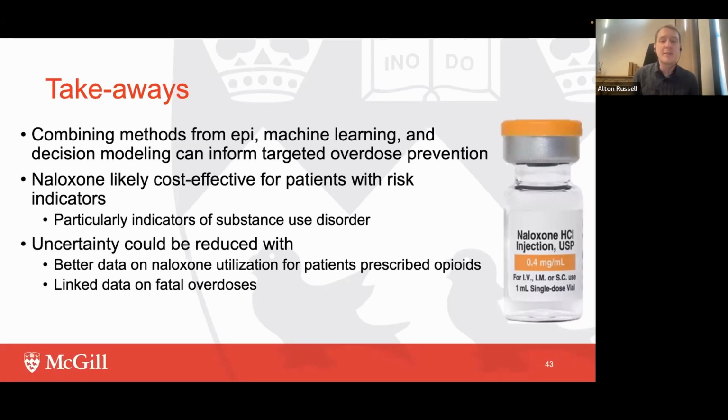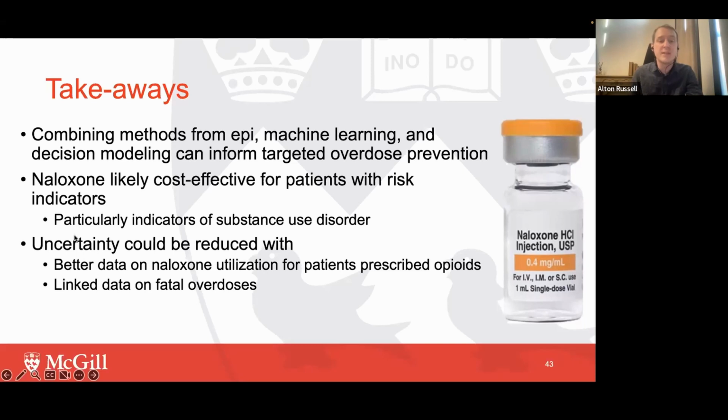But I think so. I think this set of methods can shed some light on where to go for policymakers. Even though I'm going to recalibrate the model and things might change, I think it's quite clear naloxone is going to be cost effective for patients with certain risk indicators like substance use disorder or medications for opioid use disorder.